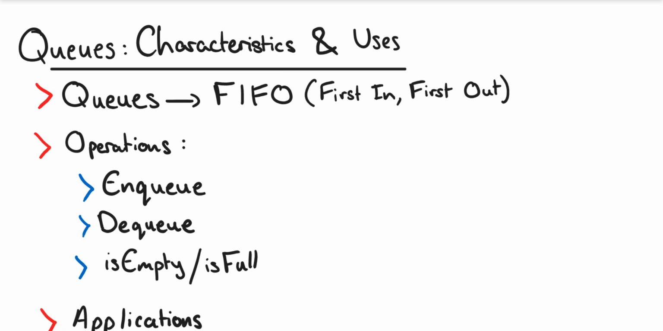Now we're going to look at queues and the characteristics and uses of them. Queues are FIFO, first in, first out. Think of a supermarket line. The first person to arrive is the first person to get served, and therefore the first person to leave. There are two core operations when it comes to a queue. Enqueue, which adds an item to the end of the queue, and dequeue, which removes an item from the front. There's also isEmpty and isFull, which we covered in stacks, which do the exact same thing.